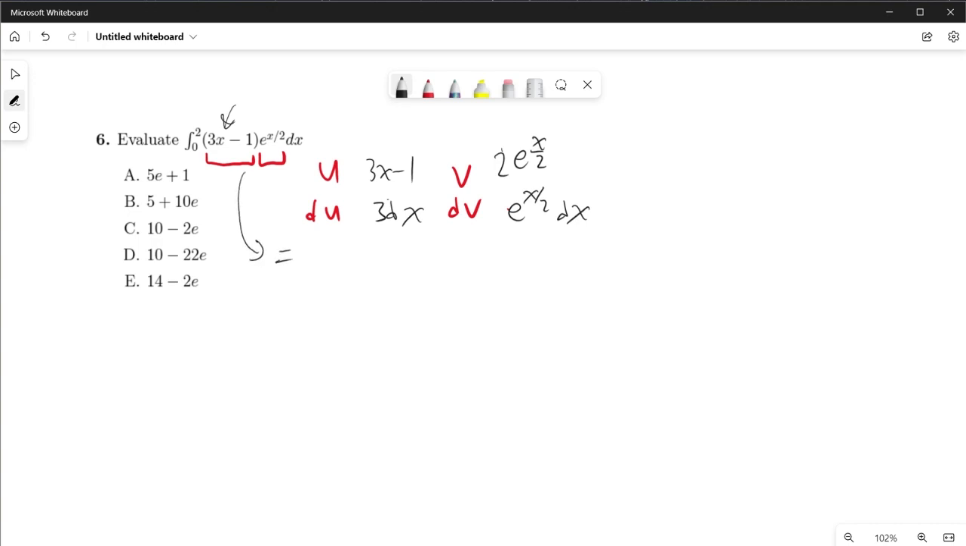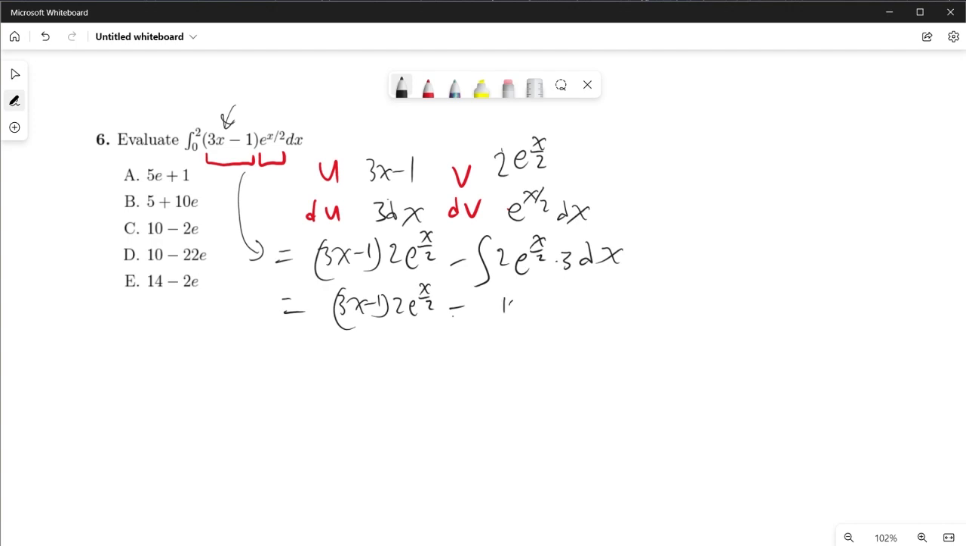So this thing will equal uv minus v du. So now we have, I'm just gonna leave this be for now. And then that's just 6, and then that will be 12e to the x over 2. And all of this is over 0 and 2.